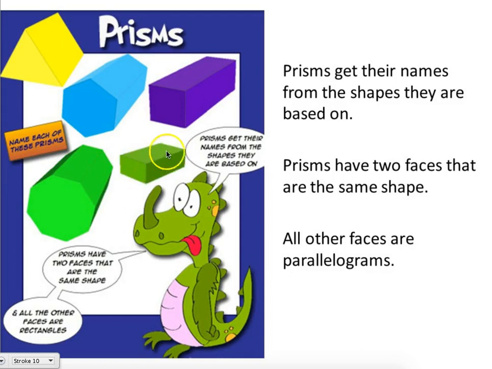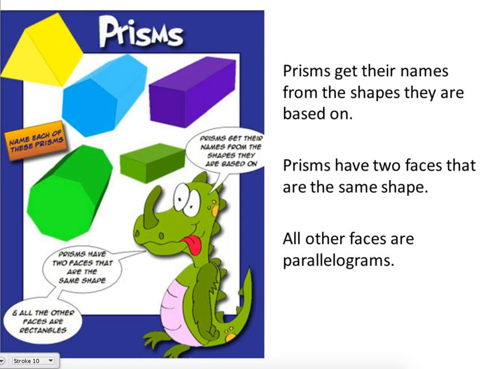So we would call this a hexagonal prism. If you've got your two faces being rectangles, it's a rectangular prism. So just a heads up of how we name them. Again, you're only going to have two faces that are the same, and that's what we base the name on, and then all the other faces are going to be parallelograms. Here's an example of a triangular prism, two faces that are triangles, and the rest are parallelograms.